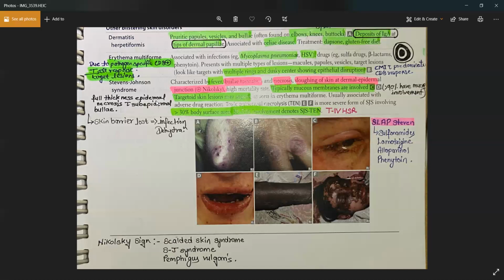Then you have Stevens-Johnson syndrome. This is another syndrome having a positive Nikolsky sign, which means sloughing of the skin with gentle pressure, right? You will have a fever, you will have bulla formations, as you can see. Some kind of a very slight blister will be formed. It is not seen here very clearly, right? You will have sloughing of the skin at the dermo-epidermal junction, very important.